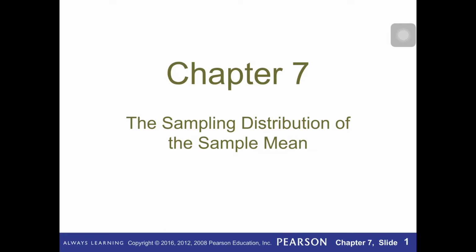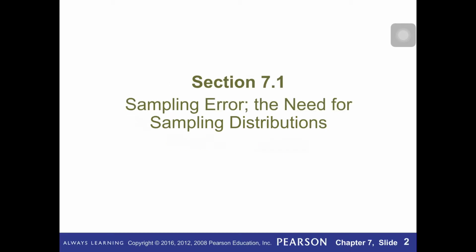I'm going to start a new chapter, chapter 7. In this chapter, we are talking about the sampling distribution of the sample mean. This is some kind of collection of sample means. So we are going to calculate and see what will happen if we have sample means.